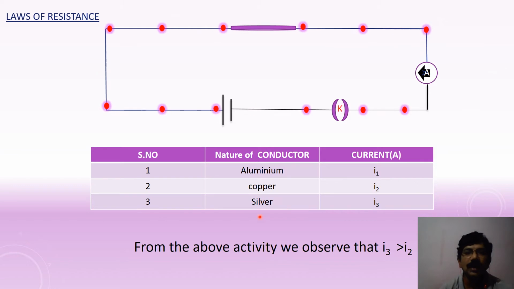So with this experiment, we can conclude that the resistance offered by a conductor depends on the nature of the material through which it is made. So aluminum, copper and silver. You can take different metals also as the resistances here at this junction. So the resistance offered by a conductor depends on the nature of the conductor. With this experiment, we can conclude that the resistance depends on the nature of the material through which it is made.